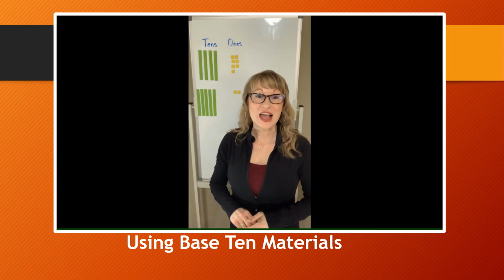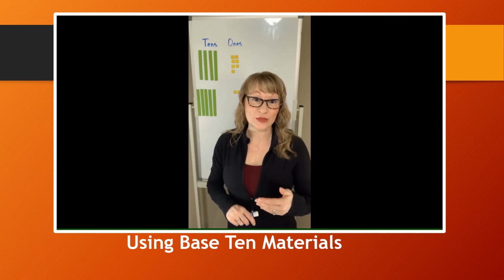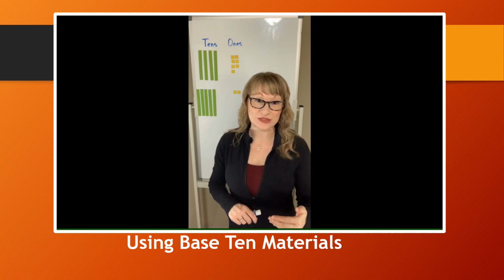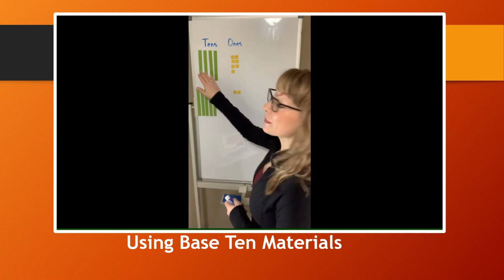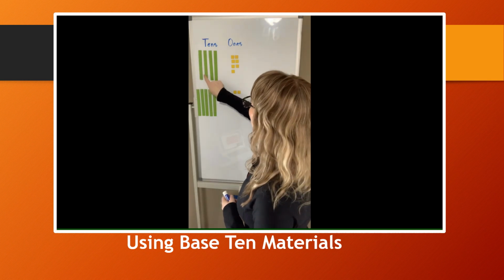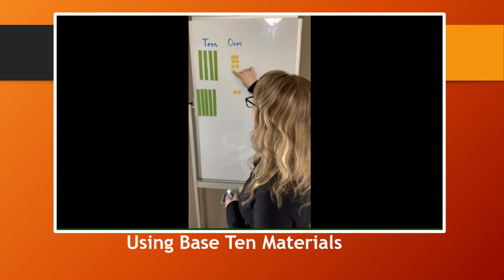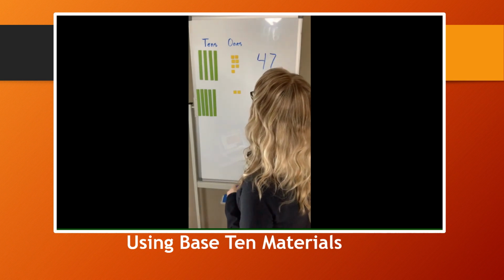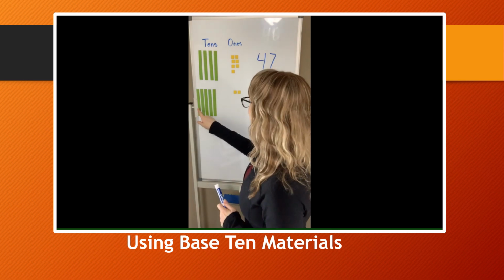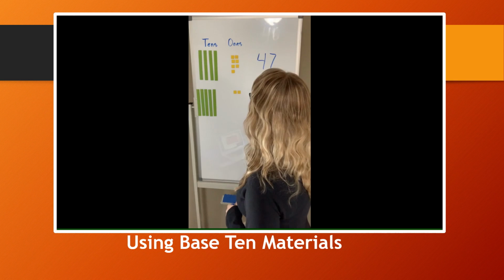Welcome back. Another thing I would do with students is practice building a number with the base 10 and then writing the number beside it before we even get into the adding portion. So for example, I would have them count with me 10, 20, 30, 40, 2, 4, 6, 7. That's 47. 10, 20, 30, 40, 50, 2. This is 52.